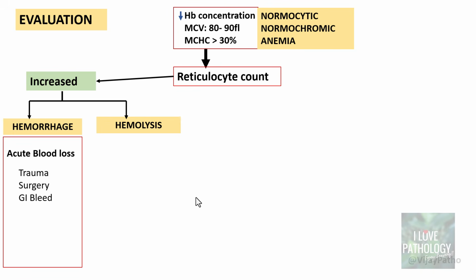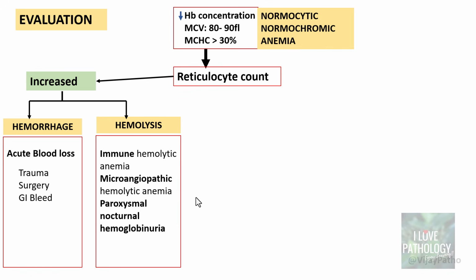Hemorrhage, as I told you, is acute blood loss, which could be because of trauma, surgery, or GI bleed. Hemolysis can be because of immune hemolytic anemias. We talked about autoimmune hemolytic anemias. It can be because of microangiopathic hemolytic anemia or even paroxysmal nocturnal hemoglobinuria. In all these conditions, the anemia is normocytic normochromic, but the reticulocyte count is increased.